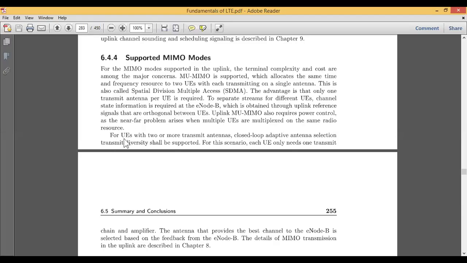And other than that, if the user entity has two or more transmitting antennas, closed loop adaptive antenna selection transmit diversity shall be supported. This is the mechanism, similar to adaptive modulation. You know the concept of adaptive modulation, right? So if one mobile is making use of two, three, or four transmitting antennas, then we may go with adaptive antenna selection in that particular transmit diversity, because we come across two types of diversity. One is receiver diversity, and the other is transmit diversity, and that will support this particular MIMO system.